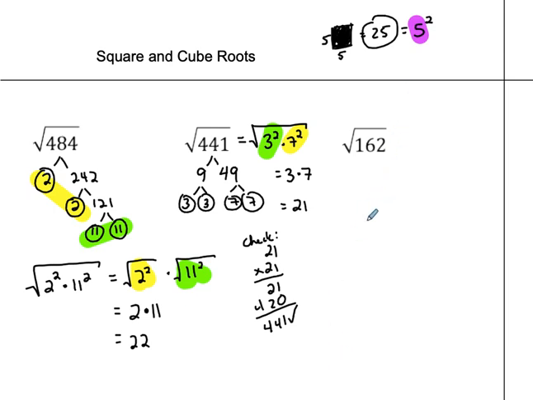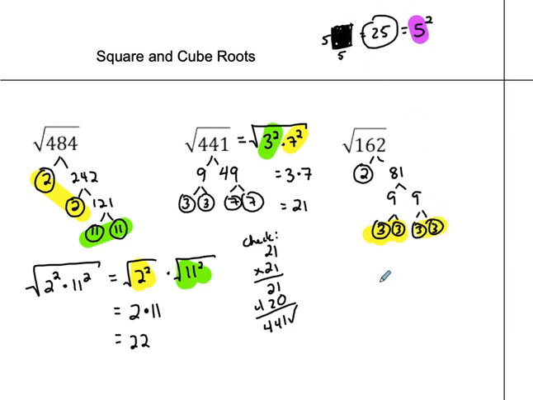Okay. Let's try one more. Let's try 162. So if I take some factors of 162, well, it's even, so 2 must go into it. With 81. Factors of 81 are 9. Oops, that's not prime. Silly Kate. 9 times 9. And the factor of 9 is 3 times 3. And 3 times 3. So here I've got some pairs. I've got a pair of 3s. I got another pair of 3s.